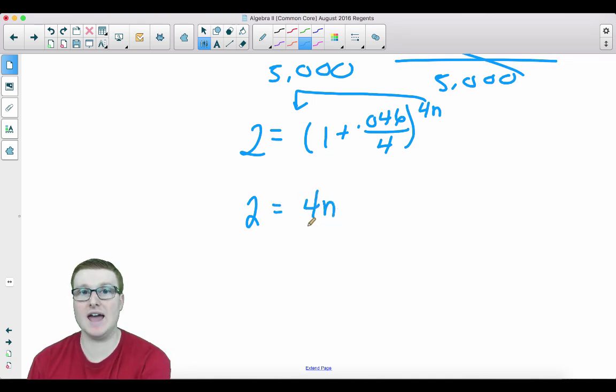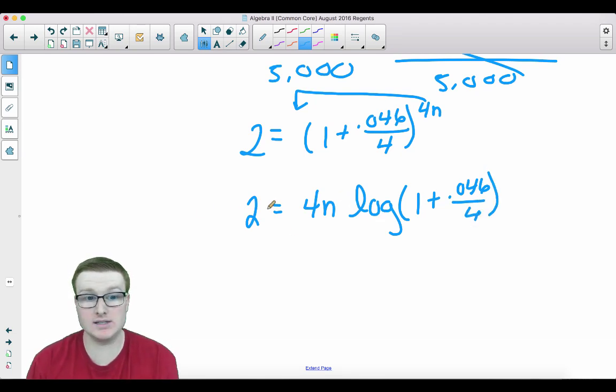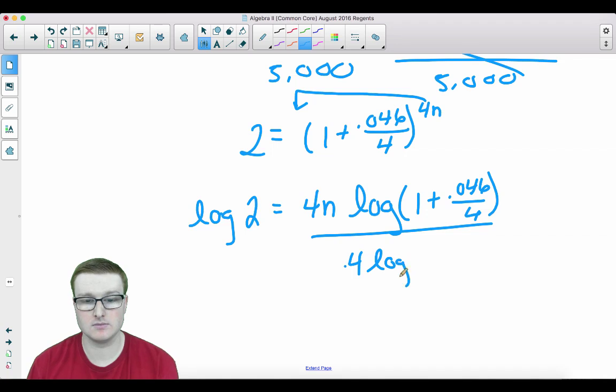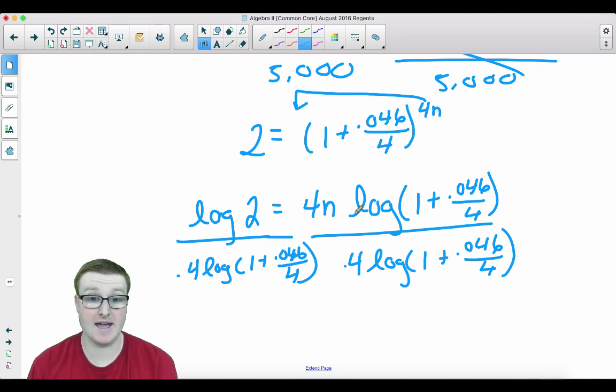Now, the minute you move an exponent down, you need to write the word log of 1 plus 0.046 divided by 4. And once you do log to one side, you must do it to the other side of the equation. So now, to solve for n, you just divide by 4 log of 1 plus 0.046 all over 4, and do the same thing over here. It's a lot of math. The 4's cancel, all the logs cancel, you get n.